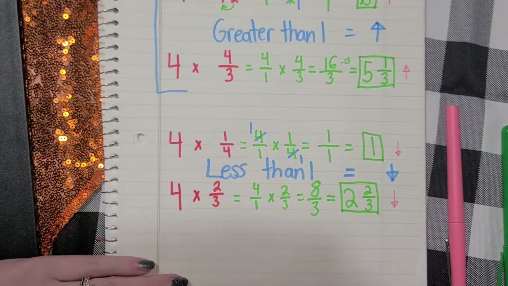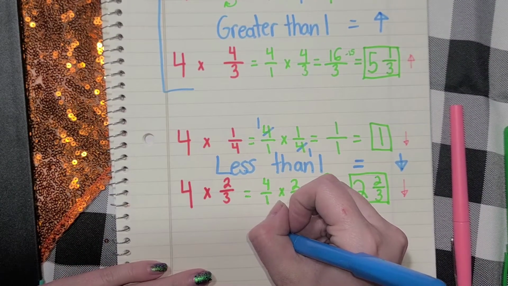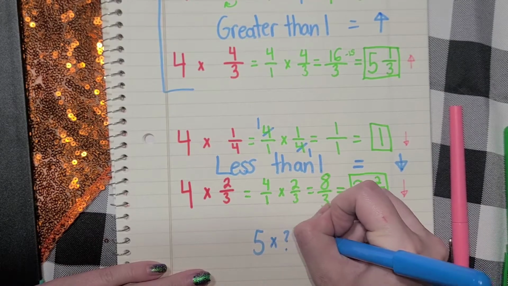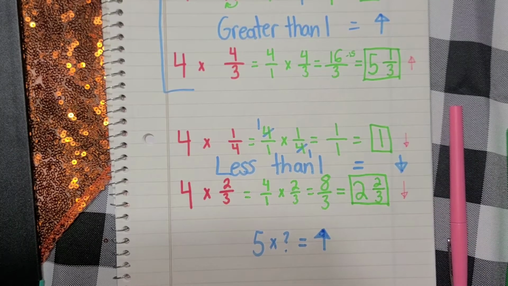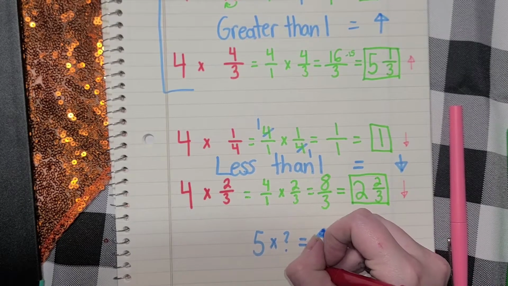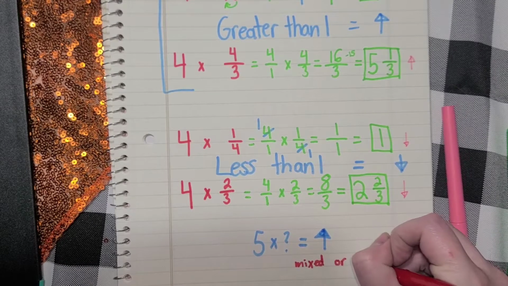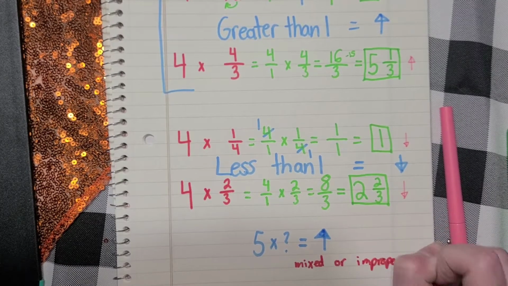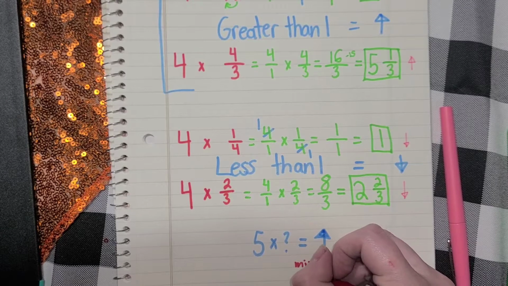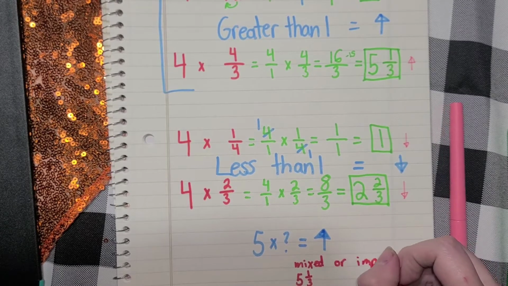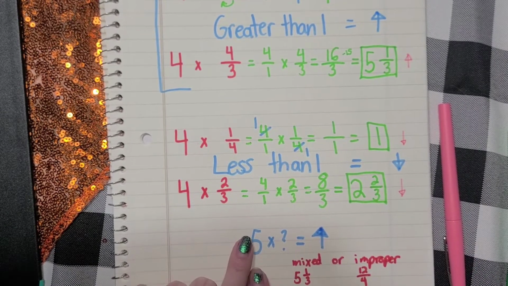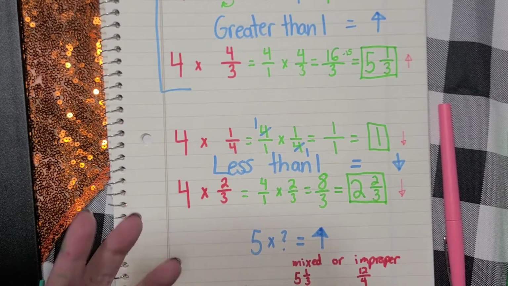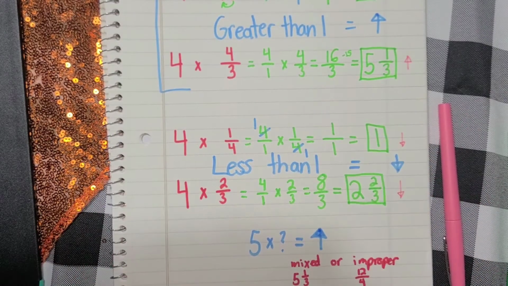Okay? So, if I ask, what do I need to multiply 5 by to make it get bigger? What kind of number would work? It could be any mixed number or improper fraction. Any of them. Okay? A mixed number, remember, is a whole number with a proper fraction, and improper is where it's top heavy. Either of those kinds will make that number grow. Now, if I wanted 5 times something to make it smaller, I'd have to choose a proper fraction.